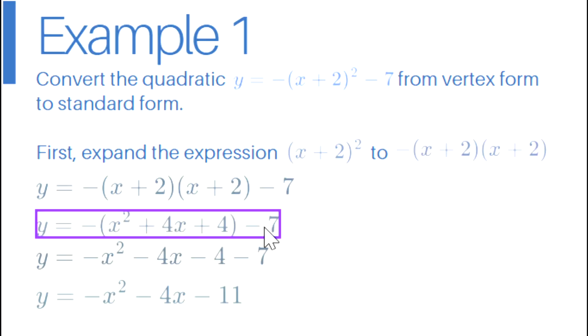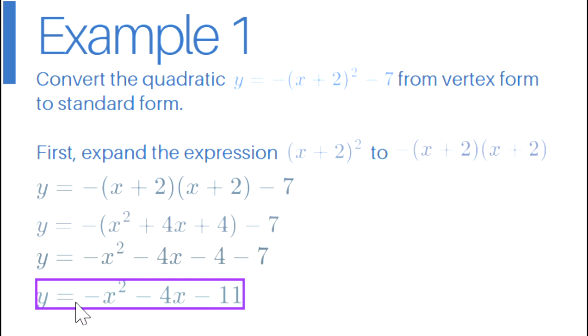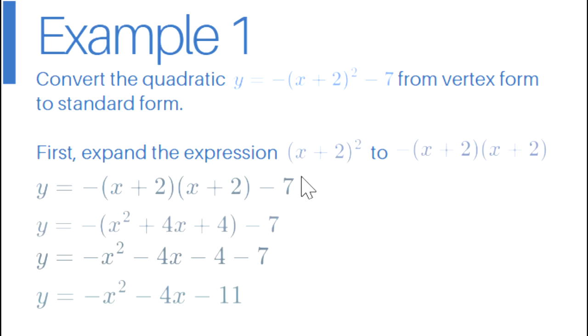Now we're going to combine like terms. First, we need to distribute this negative throughout, so this becomes negative x squared, this becomes negative 4x, this becomes minus 4, this becomes minus 7. And then we can take minus 4 and minus 7 and combine them, and this is your final form. If that didn't make sense, pause the video, go back and watch it again. Go through all the steps. These are all just basic algebra steps to do this.